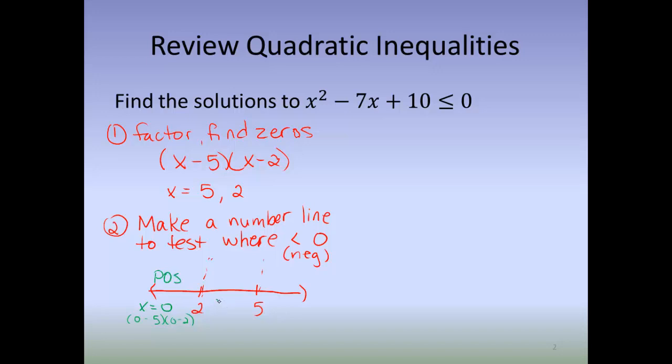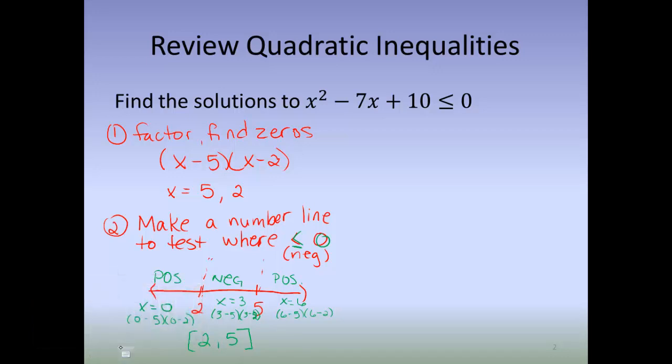If I test something between 2 and 5, say 3, and I do 3 minus 5 and 3 minus 2, I'm going to get a negative value. And if I test a number bigger than 5, say 6, and I do 6 minus 5 times 6 minus 2, I again get a positive value. The original one said I wanted it less than or equal to 0. That's the negative part. The negative part is in between 2 and 5, and I am including both of those, and there's the solution to that inequality.